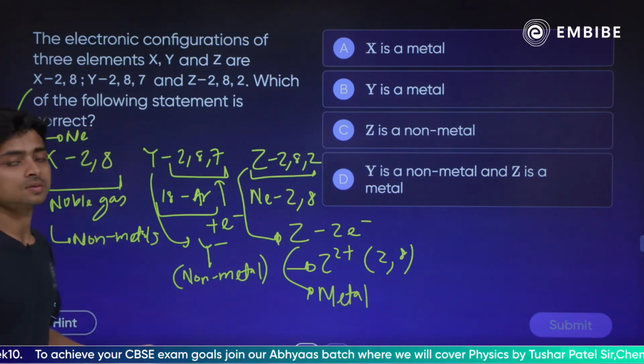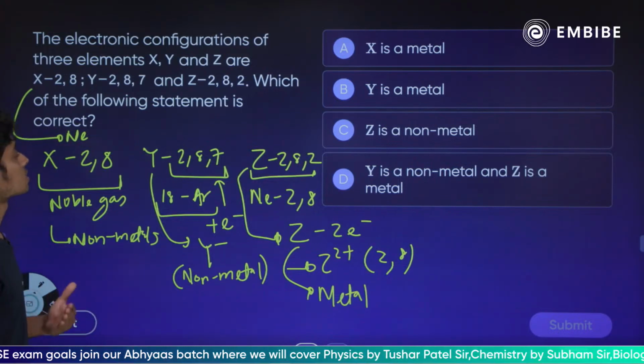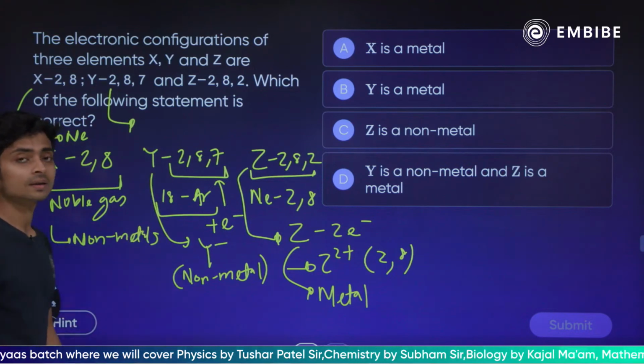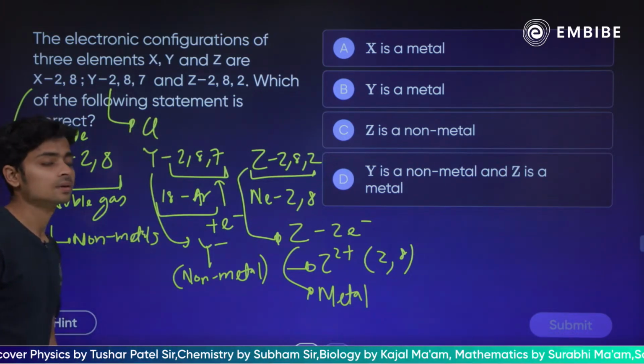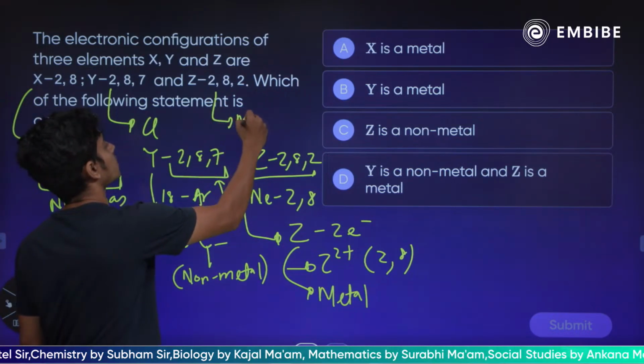So if I remember, this is by memory I am taking out. Neon is a noble gas which is a non-metal. 2, 8, 7, 17 electrons, atomic number 17, chlorine. Chlorine is a non-metal. 2, 8, 2, atomic number 12. Thus it is magnesium. So magnesium is a metal. So these are the two ways.